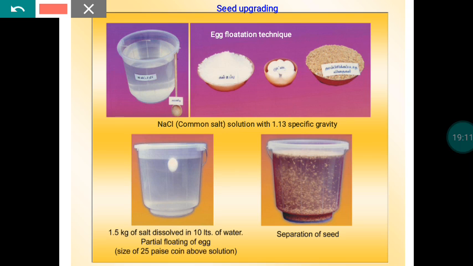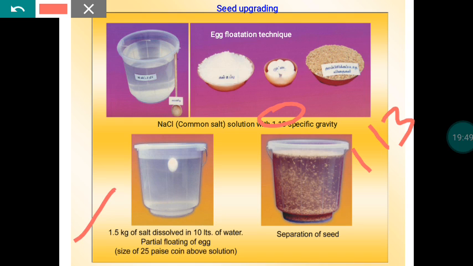For this purpose, we have to prepare a salt solution with 1.13 specific gravity. In order to have a solution with 1.13 specific gravity, we have to dissolve 1.5 kg of edible salt, whatever salt is available in the house for cooking purposes, the same salt we can use. So 1.5 kg of salt should be dissolved in 10 liters of water. Definitely that will give you 1.13 specific gravity.